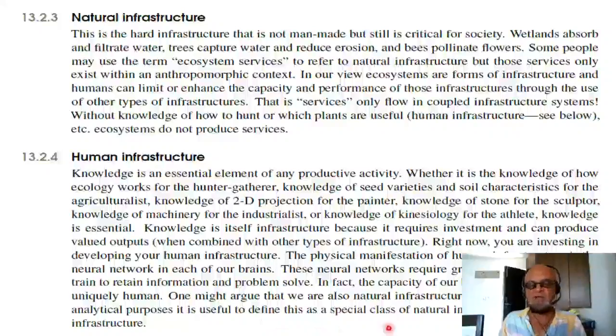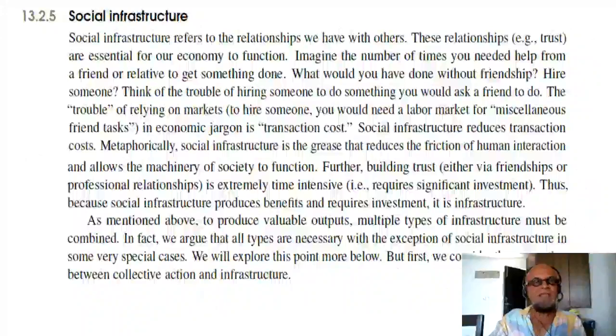One might argue that we are also natural infrastructure. This is correct, but for analytical purposes it's useful to define this as a special case of natural infrastructure called human infrastructure. We also look at social infrastructure, which is a very critical part of repeated interactions. Social infrastructure refers to the relationships we have with others. These relationships, such as trust, are essential for our economy to function. So you buy and sell things, or you learn from me or somebody else, your parents teach you something. These are all kind of social infrastructures that we don't think about much.